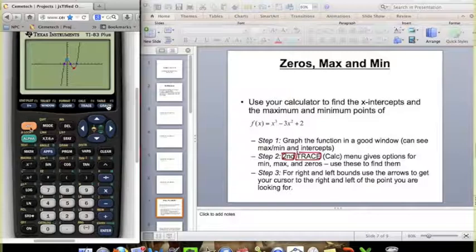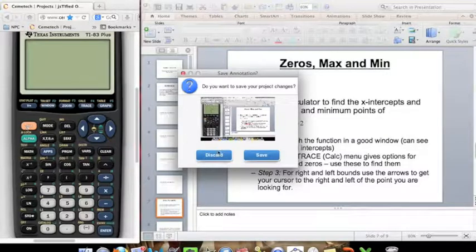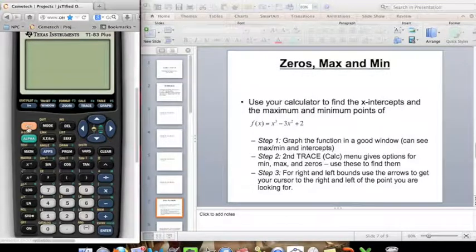So I'm going to press my second button, which makes all my writing go away. Press second, and then my trace button is on that very top row of buttons. And the very first thing that we saw was a 0 or an x-intercept. So on the calculator, I'm going to choose choice 2 there where it says 0. So I can either go down to it and hit enter, or I could just hit the button 2.